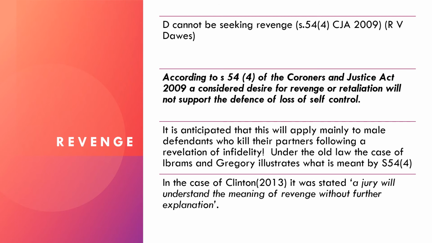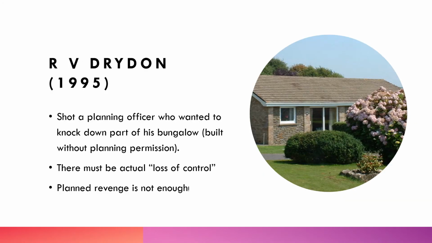So in the case of Clinton, it was stated the jury will understand the meaning of revenge without further explanation. So it's up to a jury to consider what revenge is. Revenge is clearly outlined in the case of Dryden, where the defendant shot a planning officer who wanted to knock down part of his bungalow because it was built without planning permission. And of course, in this case, it was argued that planned revenge is not enough for loss of control. There must be an actual loss of control, not that planning of revenge.